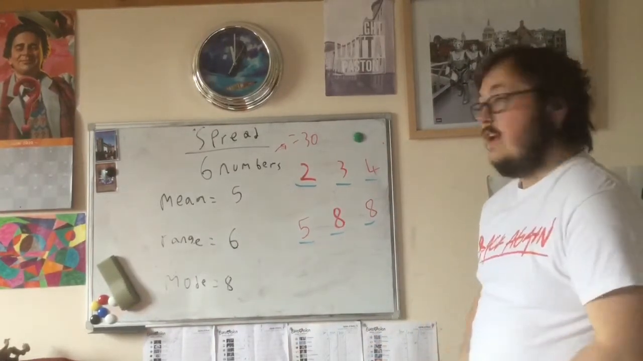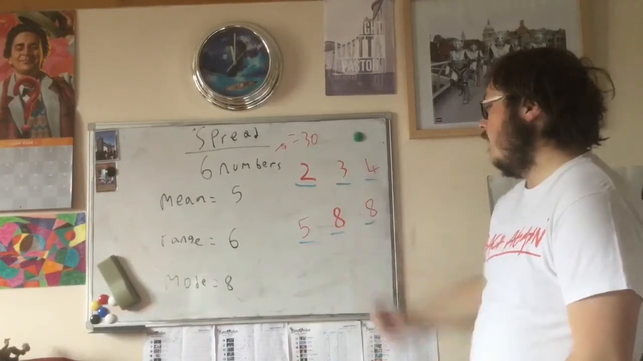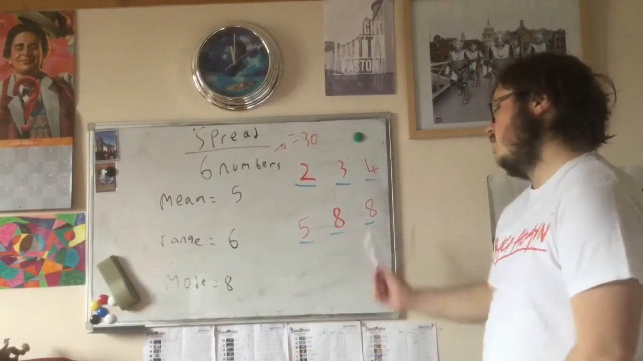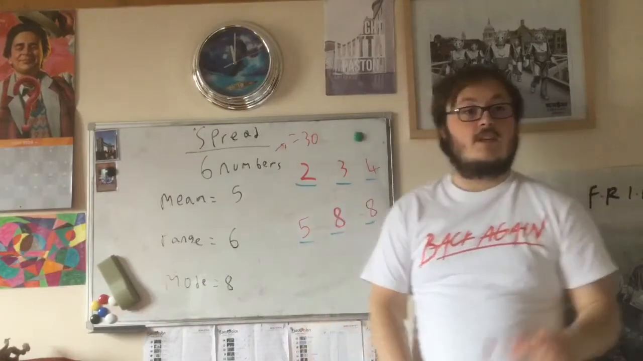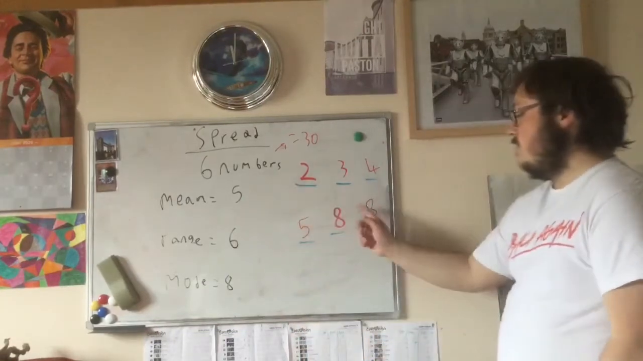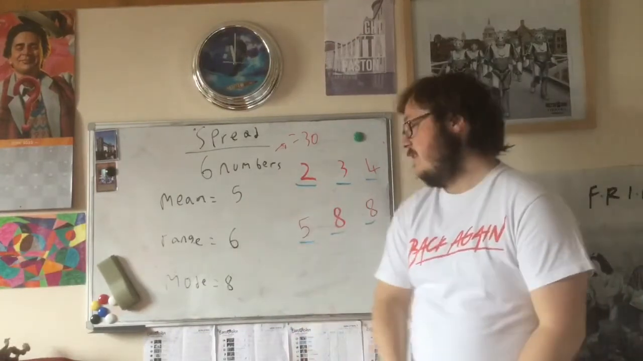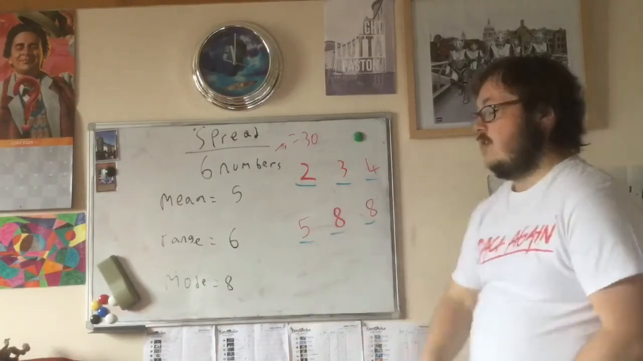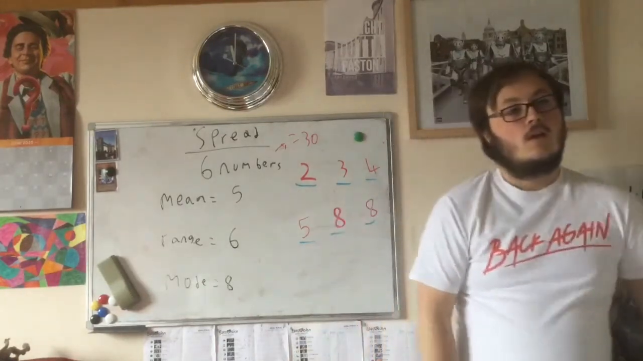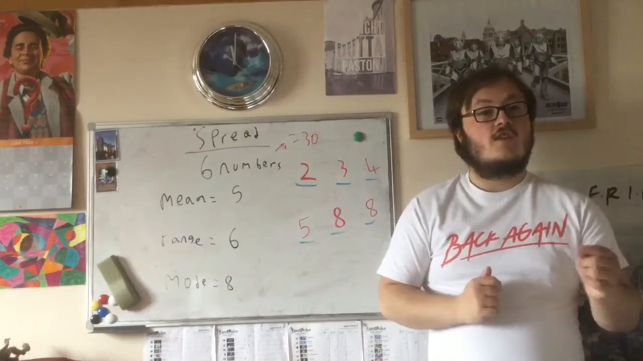Let's now try it now. 2 plus 3 is 5, add 4 is 9, add 5 is 14, add 8 is 22, add 8 is 30. When you divide by 6, you get a mean of 5. 8 take away 2 gets you a range of 6, and 8 still appears the most, so we have a mode of 8. The reason why I changed my mind is to show you that sometimes you might have to think a bit more outside the box and think of all the possible scenarios.